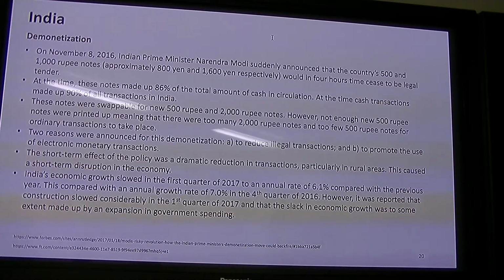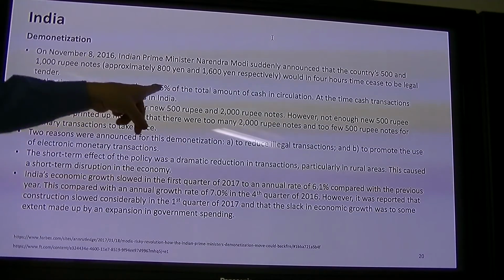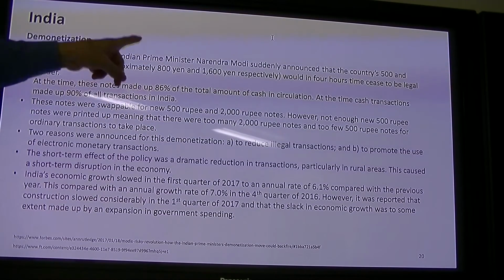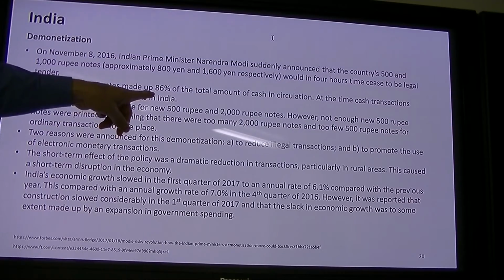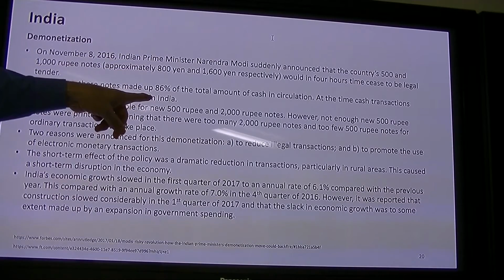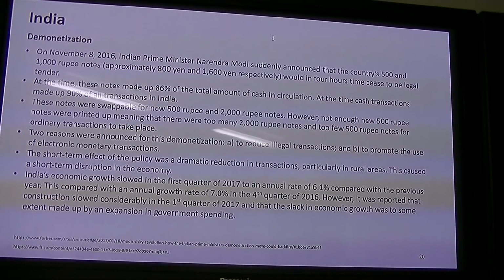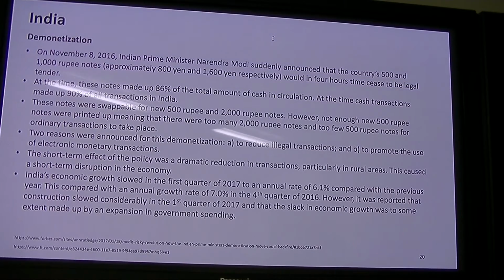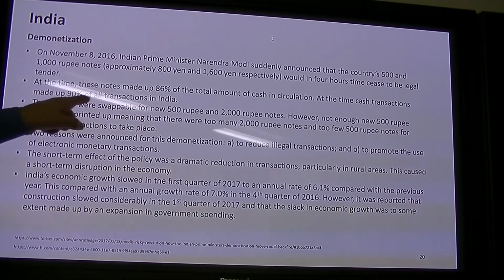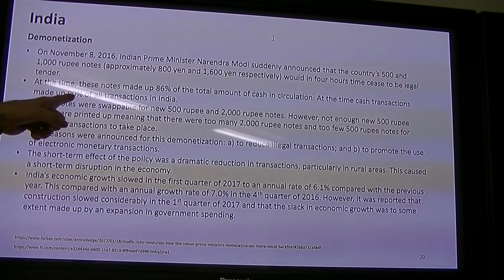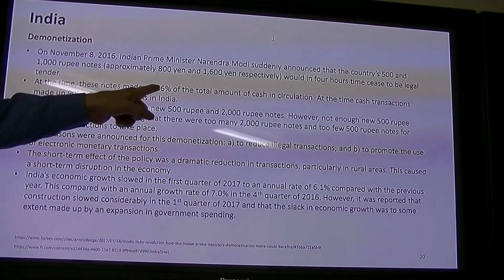He got on. So 86% of the total amount of cash in circulation were those size notes, 500 and 1,000 rupee notes. So the Prime Minister gets on and says, all that money in your pocket, in 4 hours it's going to be worthless. 4 hours, we're going to change everything. 90% of transactions were cash. 86% of the cash suddenly became poof.